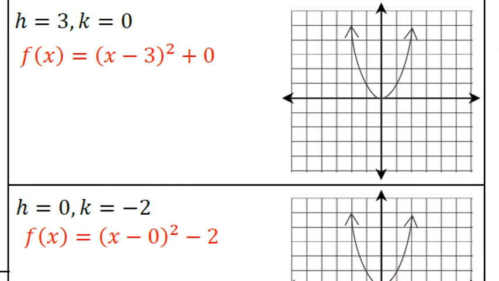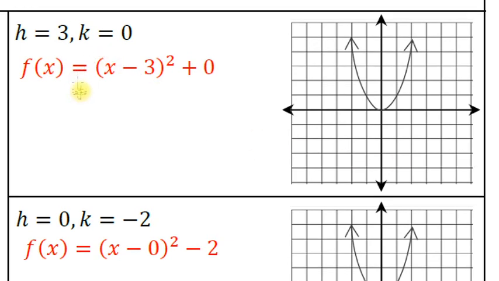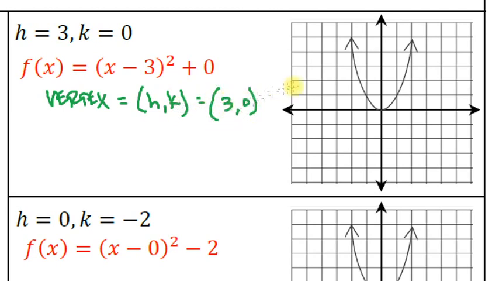All right, let me scroll down a little bit here. Okay, so let's say that we know that h is 3 and k is equal to 0. I'm going to go ahead and write that as a function. Notice we're not talking about a at all here, so a is just 1. H is 3, so in the equation it turns into x minus 3 squared, and the k value is 0. Because of this information, we know the vertex is of course going to be at h comma k, which is 3 comma 0.